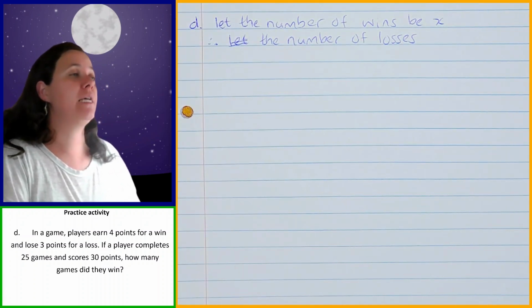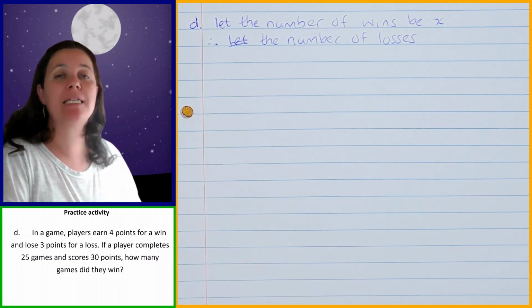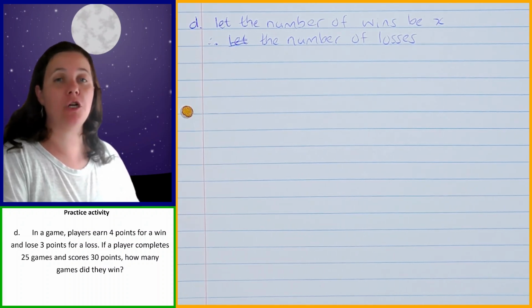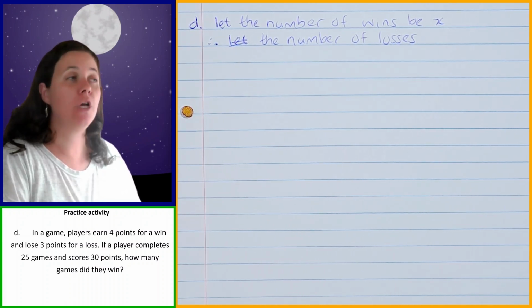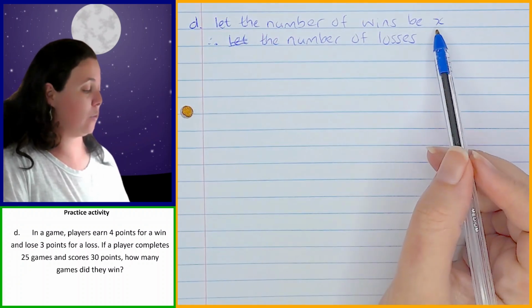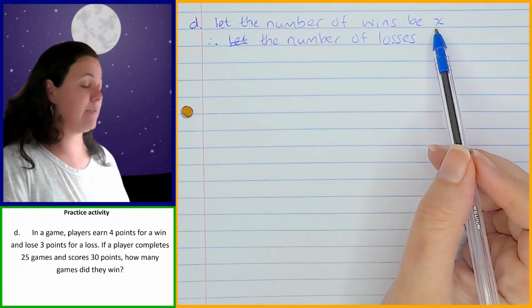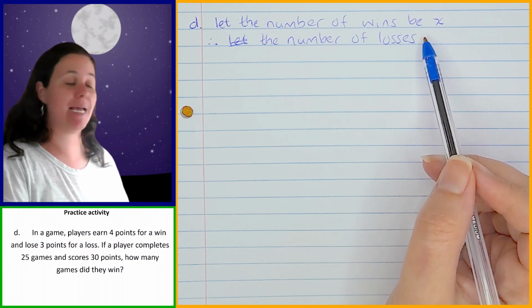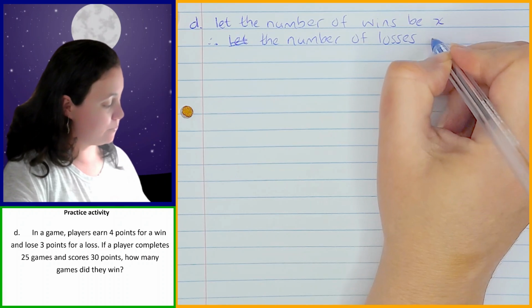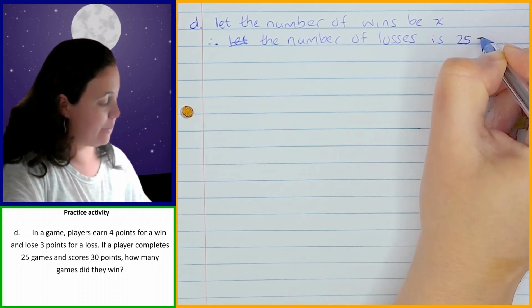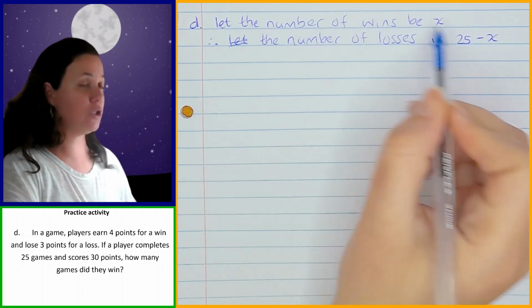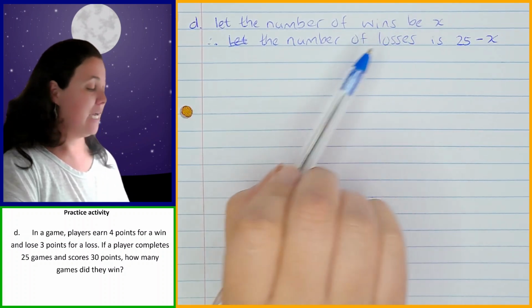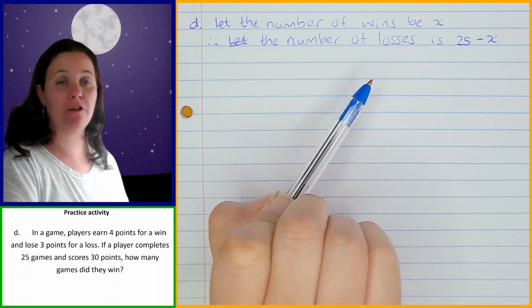So they told us that the player completes 25 games. The number of games that they won and the number of games that they lost have to add up to 25. So if I have made the number of games that they won x, then the number of games that they lost is going to be the total, which is 25, minus the games that they won. So it's going to be 25 minus x. Okay, so that's what you should have started with, that the number of games that they won was x, and the number of games that they lost was 25 minus x.